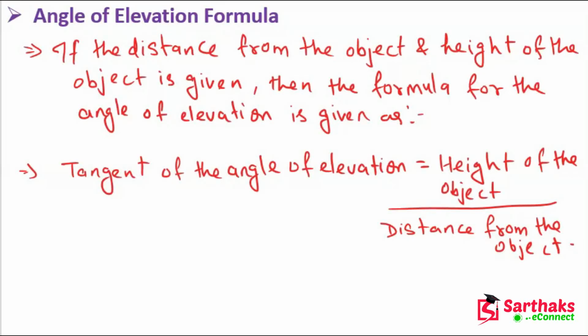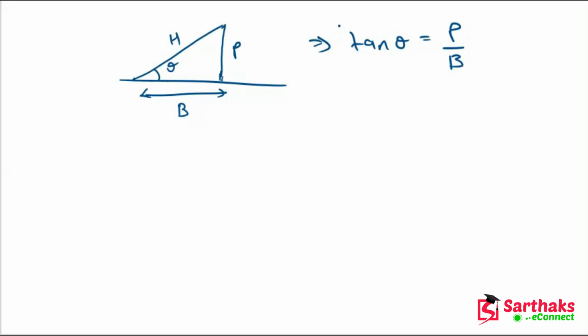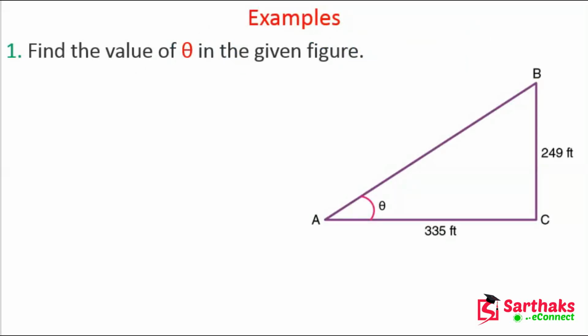Means, in short, if we have like this theta, the angle of elevation, this is the height of the tower, and this is the distance between the object and the tower. So this is our base, this is our perpendicular, this is our hypotenuse. So tan theta is equal to perpendicular upon base, means height of the object divided by the distance between the objects. So this is our formula. My dear friends, let's do some examples.